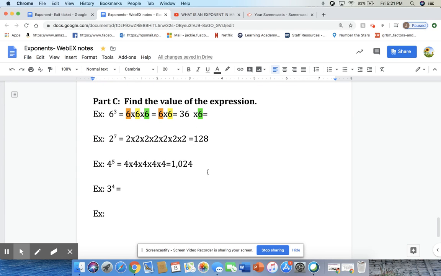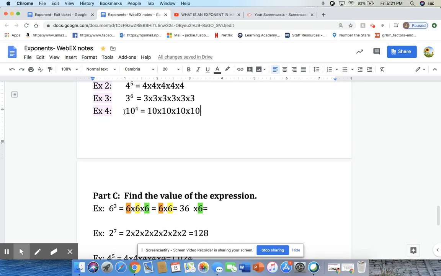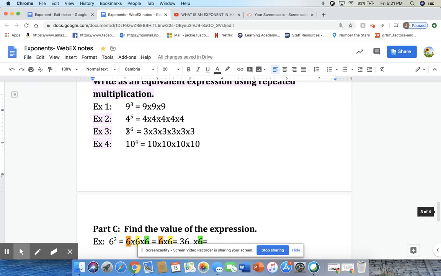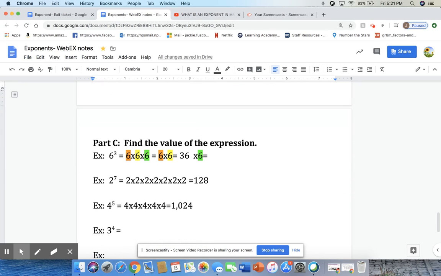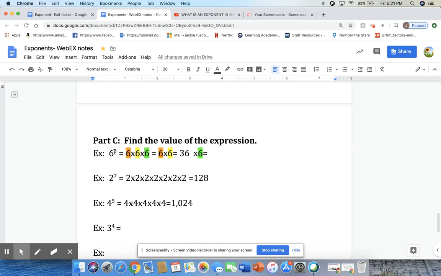The last thing that we're going to do is find an answer, once I have it either in my exponential form with my exponent or my repeated multiplication. So the example here is 6 to the 3rd power. So 6, 3 times. 1, 2, 3. Now the way we solve this is doing 6 times 6, which gives me 36. And then after I multiply 6 times 6 and get 36, I need to multiply it by one more 6. So 36 times 6 is 216.